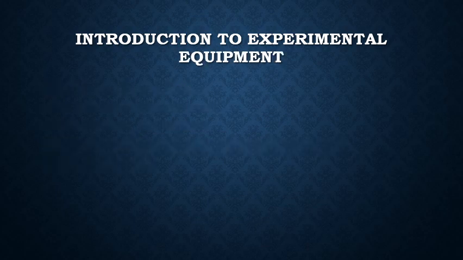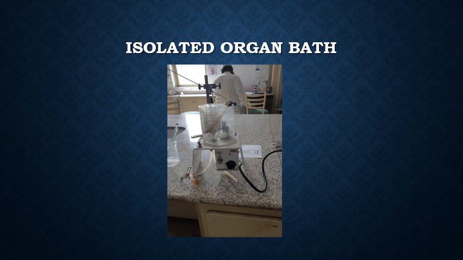Now I am going to tell you about some experimental equipment which is used in the experimental practicals. Number one among them is the isolated organ bath. That bath is basically utilized for performing an experiment on the effect of drugs on rabbit ileum. That equipment consists of various parts: one is an outer chamber and the other is the inner chamber.